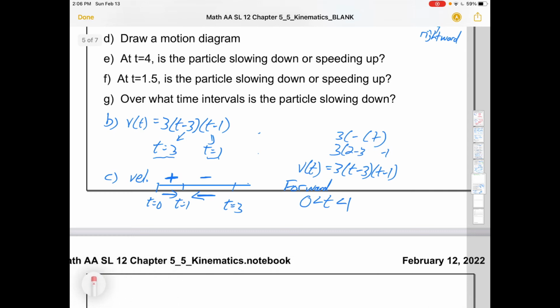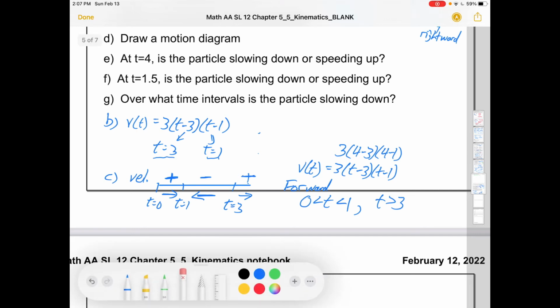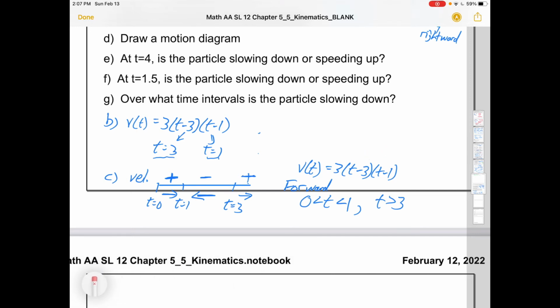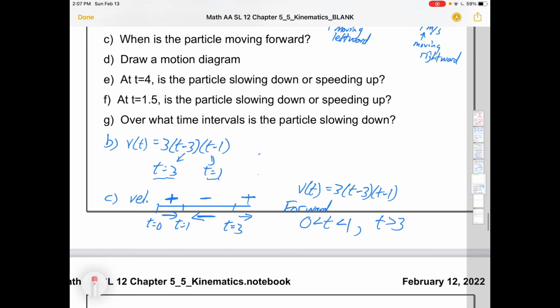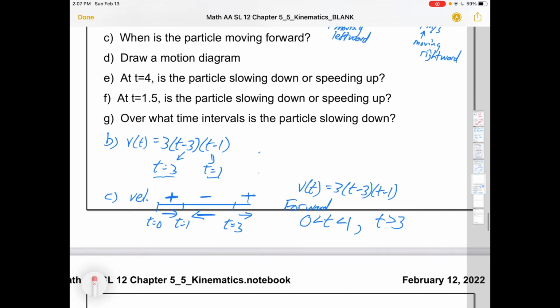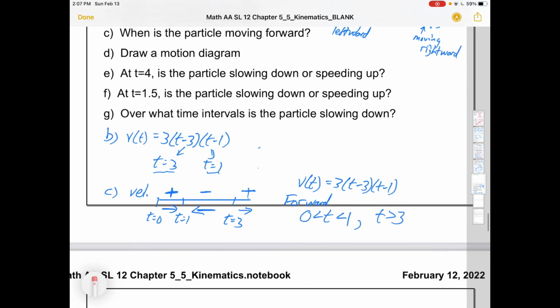And lastly, if I put in something bigger than 3, say if I put in 4 for t, I can figure out what's happening with velocity then, which is the hack for knowing the direction it's moving. And clearly this is all just positives multiplied together. So it's moving forward at 3 and beyond. Now some books will include the 3, some won't. It doesn't really matter whether you include those endpoints or not. But the answer is it's moving forward in the first 1 second of its life, and then from the 3rd second onward. We need to draw a motion diagram.